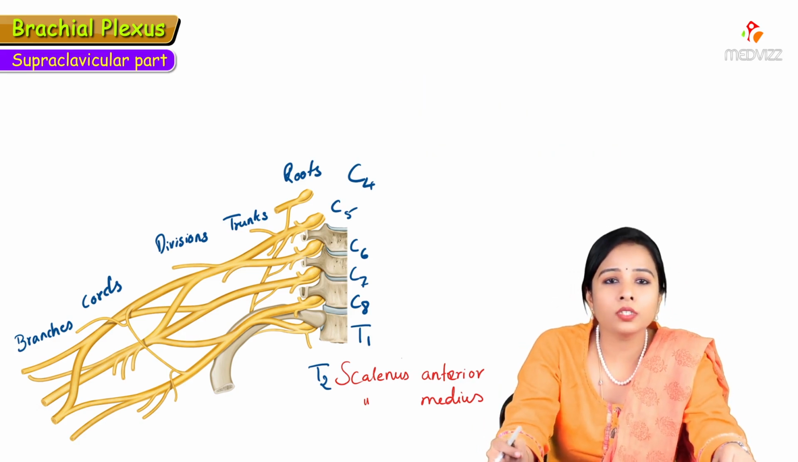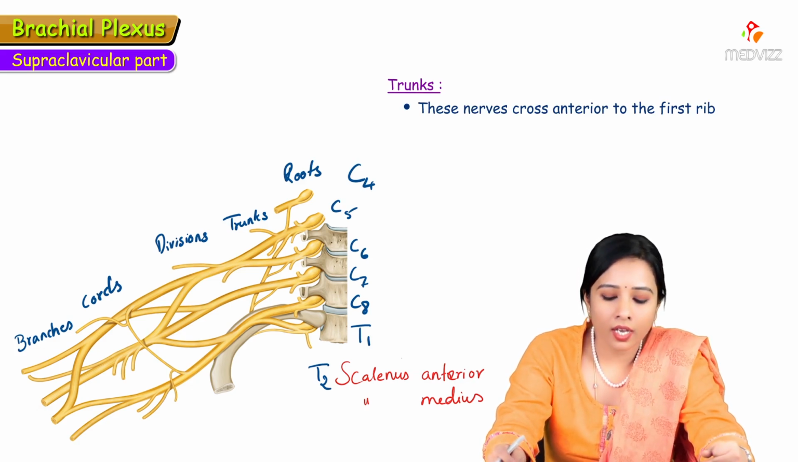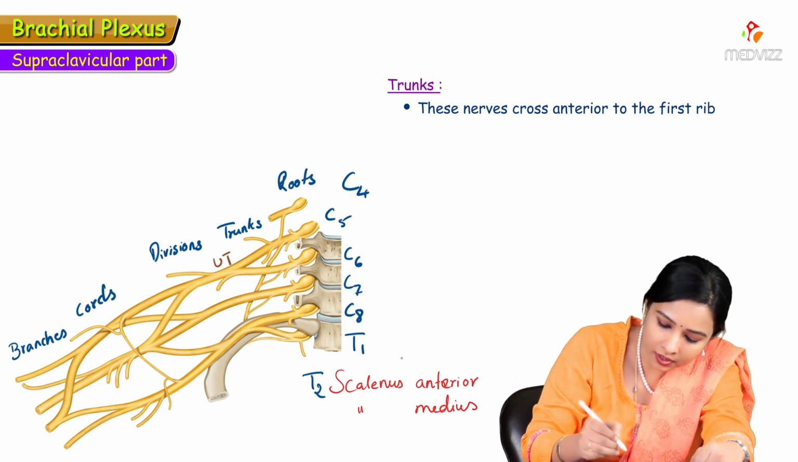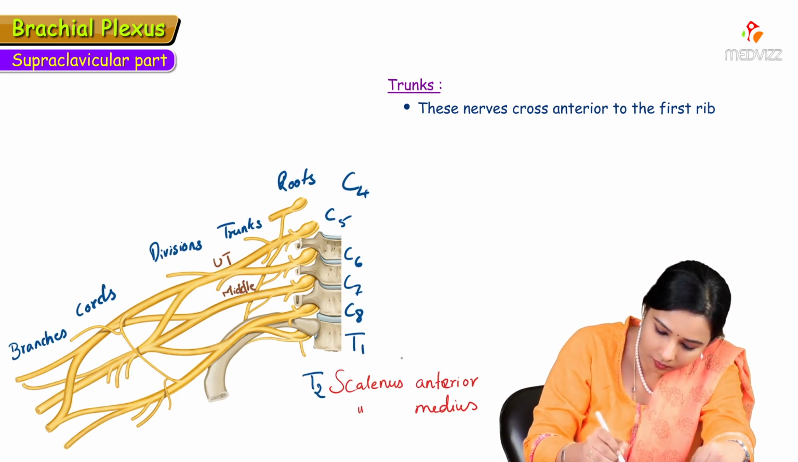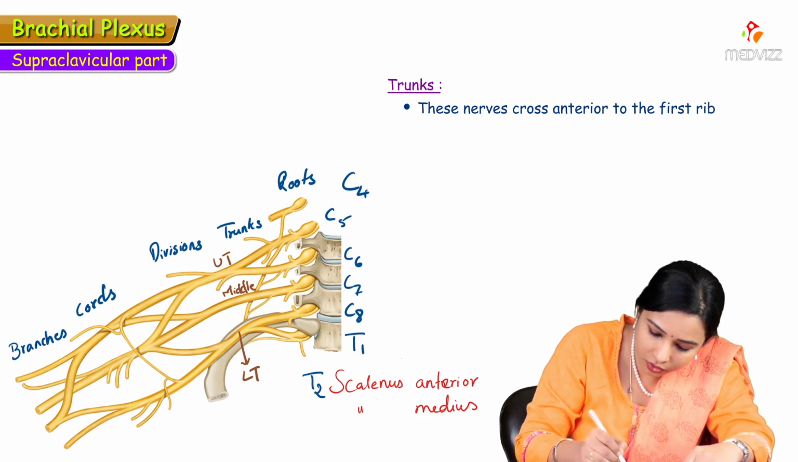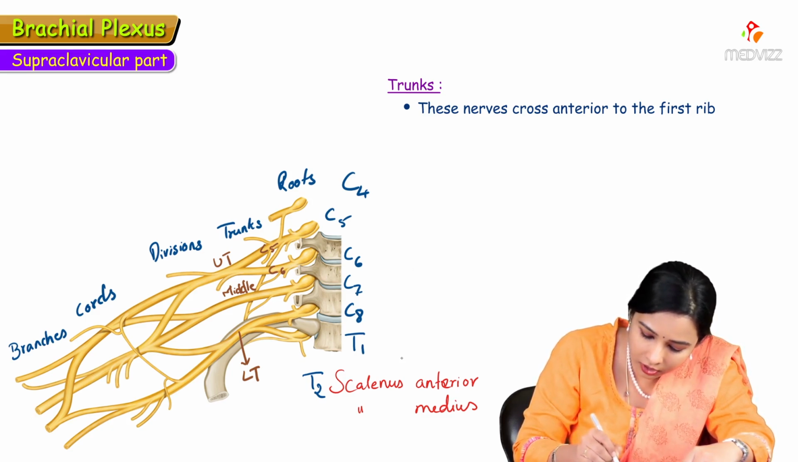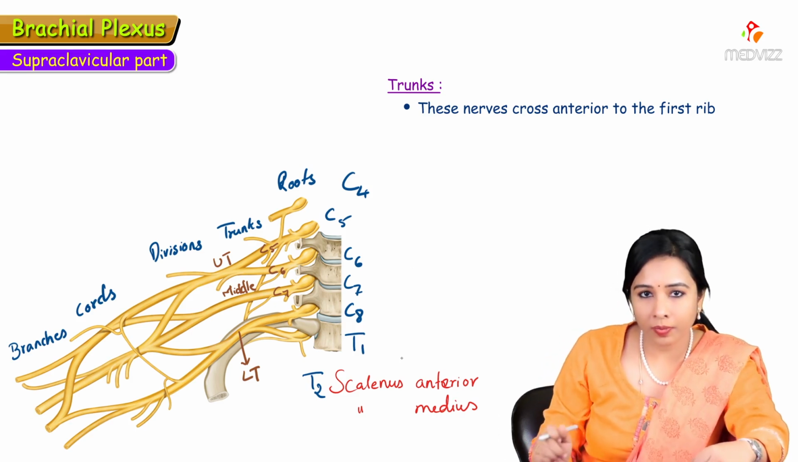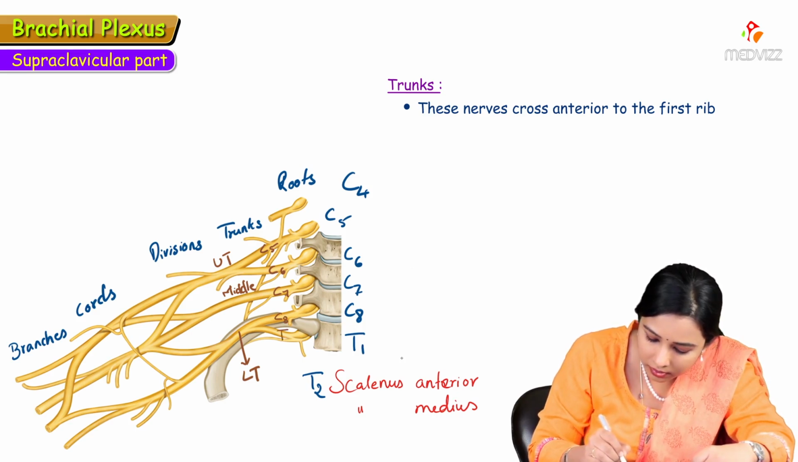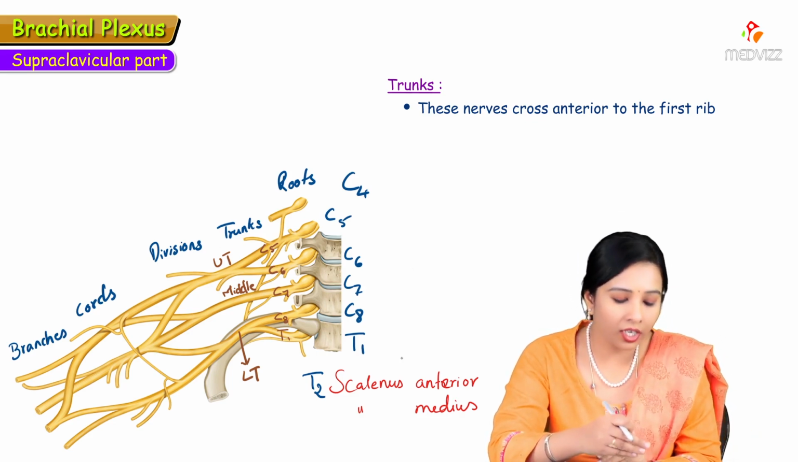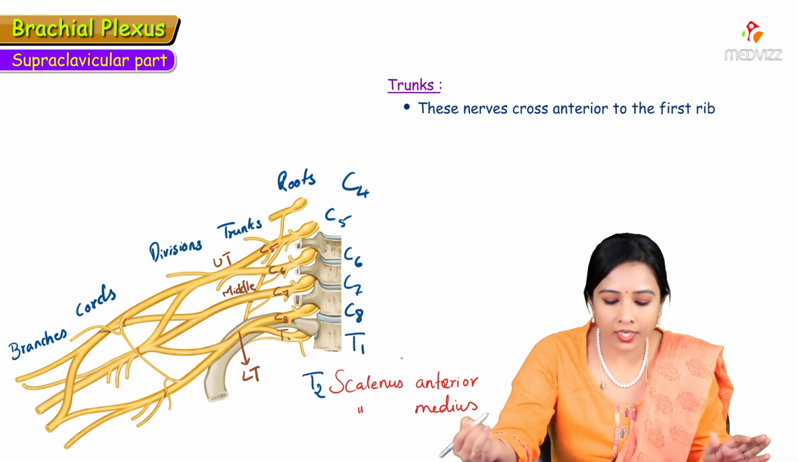So the roots join to form three trunks which cross anterior to the first rib, and there are three trunks: upper trunk, middle trunk and the lower trunk. So here are the trunks. This is the upper trunk, middle trunk and this is the lower trunk. In the upper trunk, we can see C5, C6 join to form the upper trunk. C7, the middle trunk, is a continuation of the C7 root. Whereas the lower trunk is formed by the joining of C8, T1. So these are the parts, and the roots and trunks form the supraclavicular part. So now we are done with the supraclavicular part.